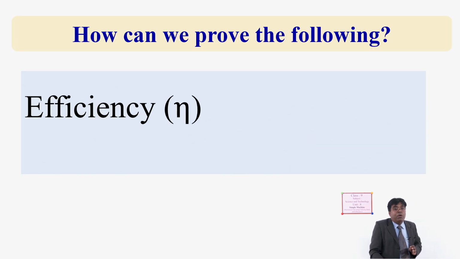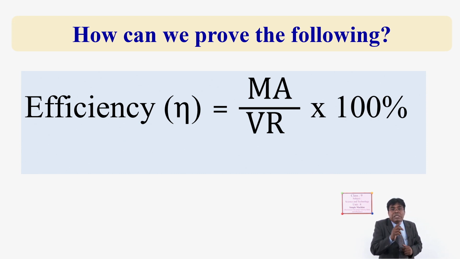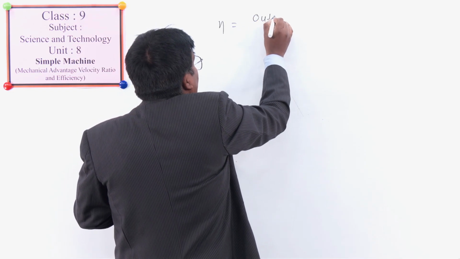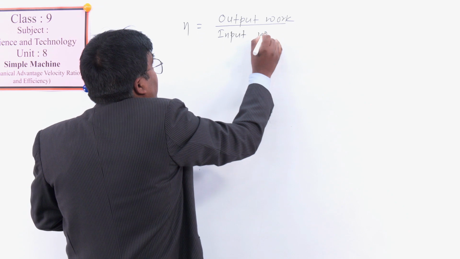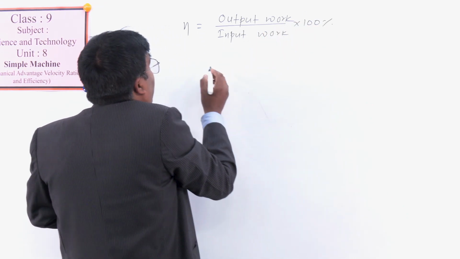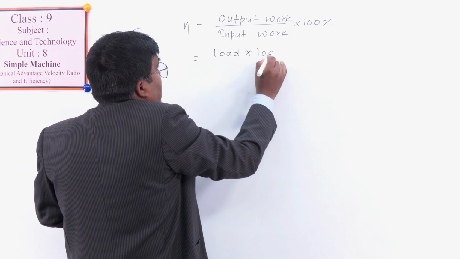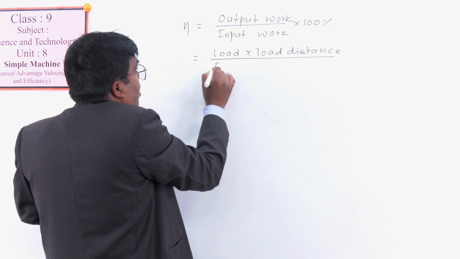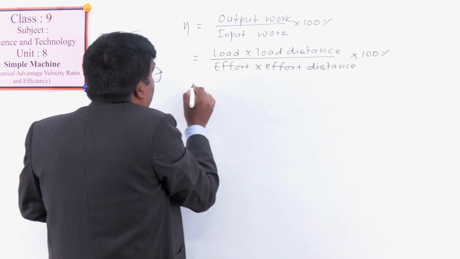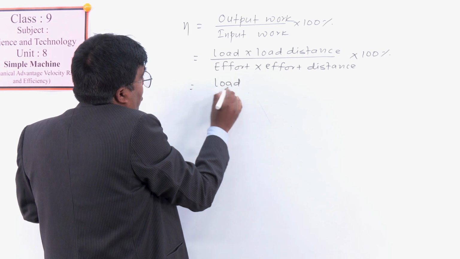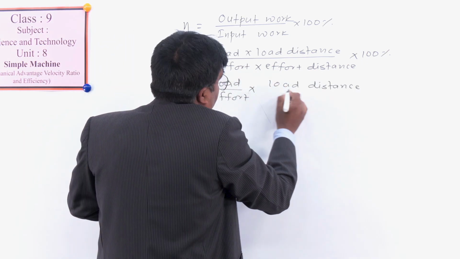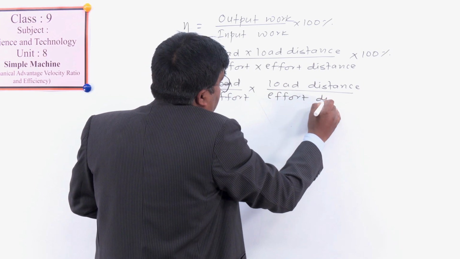Now how can we prove the following? Efficiency eta equals MA by VR into 100%. Let's see here. We have learned efficiency is output work by input work into 100%. Output work we have learned is load into load distance. Input work is effort into effort distance. Let's separate it: load by effort, load distance by effort distance.